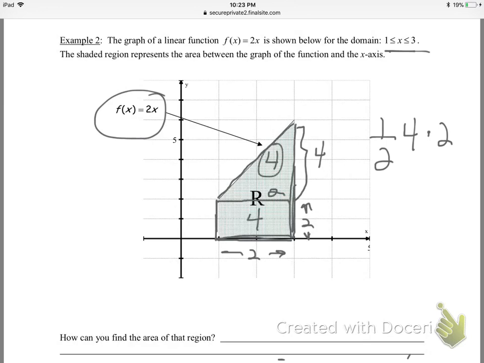At the bottom of this page, we start talking about the different ways we can represent this symbolically. So I know it equals 8. Let's go down and see how I'm going to represent this symbolically on the next slide.